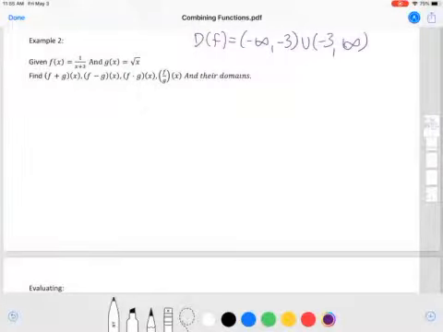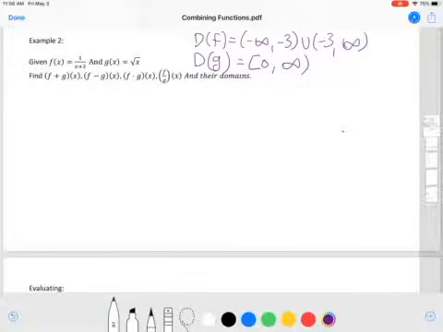I can plug in anything else, but I can't plug in negative 3 because that would give me a 0 in the denominator. My domain for g would be anything positive or equal to 0. So that would be from 0 to infinity, including 0. Because I can't plug in negative numbers for x, that would give me a negative under the square root, but I can plug in a 0 and anything positive.